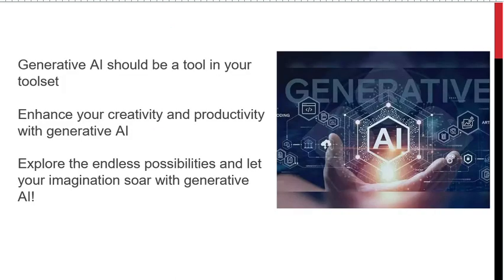So, should you be using generative AI? The short answer is yes. Generative AI should be a tool in your tool set. It can enhance your creativity and productivity. You can also explore the endless possibilities, and only imagination is your limit, what you can do with the capabilities of generative AI.